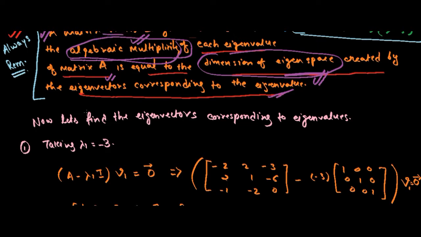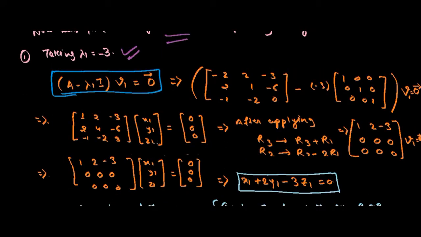Okay, so now let's find the eigenvectors corresponding to the eigenvalues. First we are taking our eigenvalue -3, and the usual expression that we used to find the eigenvectors is there. And after that, you know what to do.